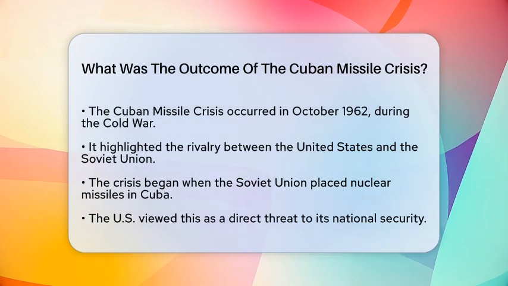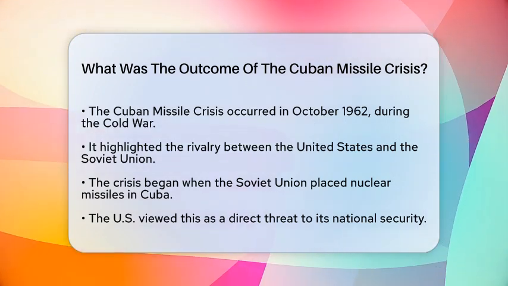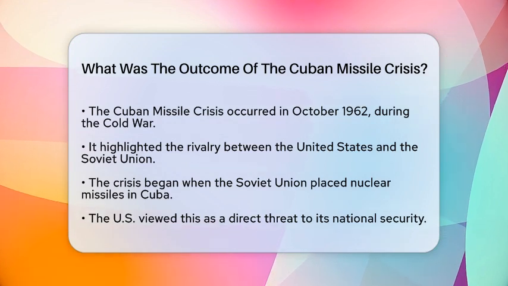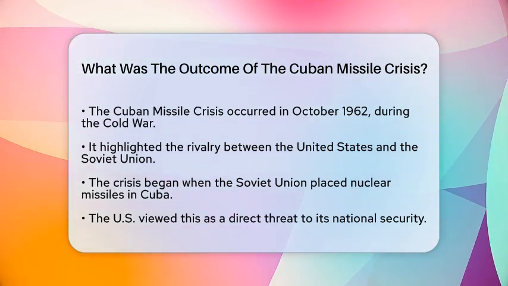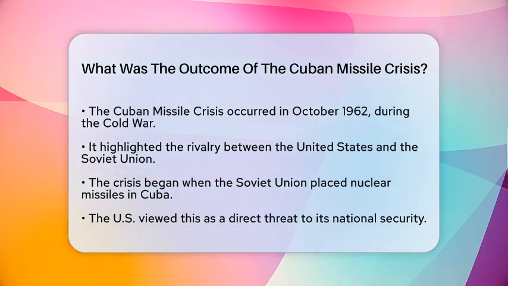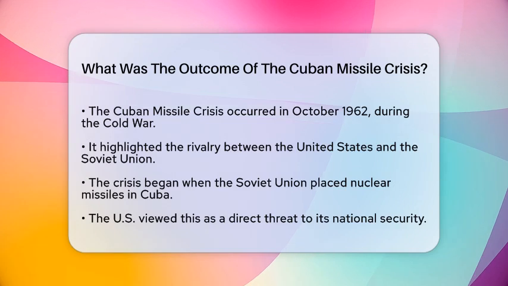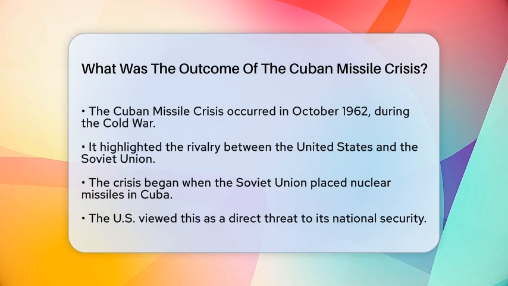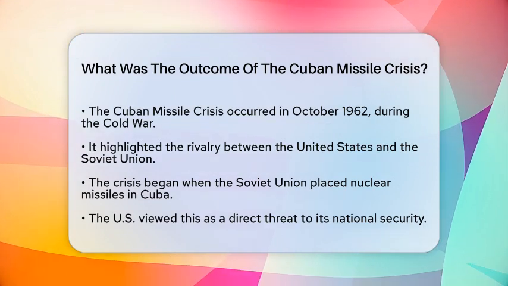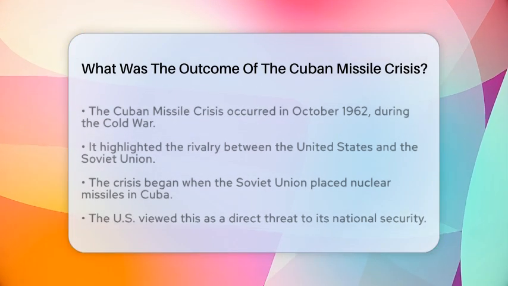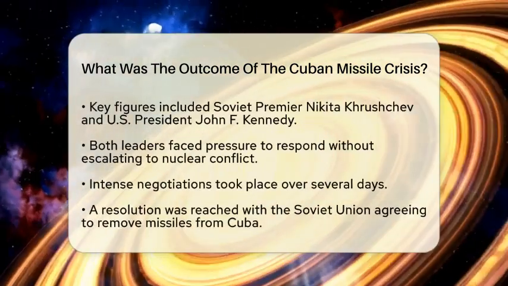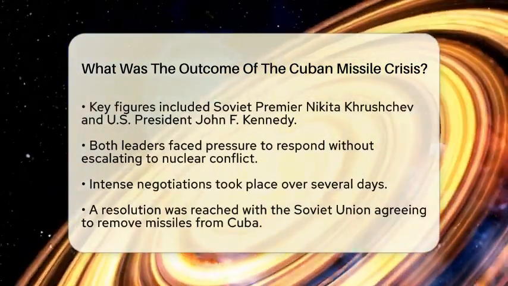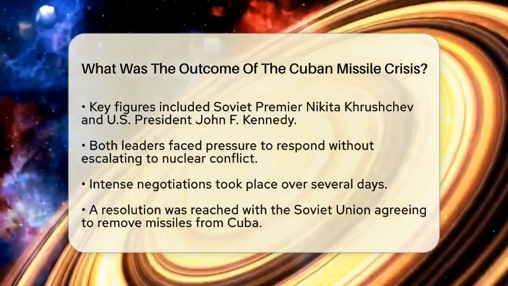The crisis began when the Soviet Union decided to place nuclear missiles in Cuba. This action alarmed the United States, which viewed it as a direct threat to its security. The U.S. had its own military presence in Europe, and the Soviets aimed to counter that while supporting their socialist ally, Cuba.